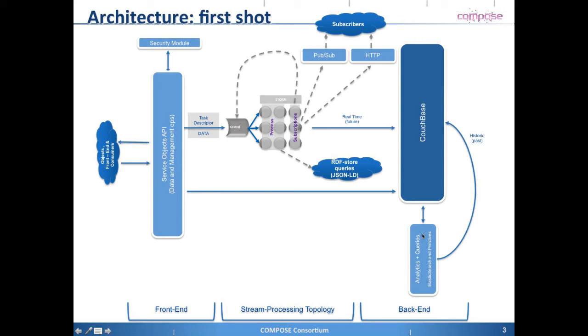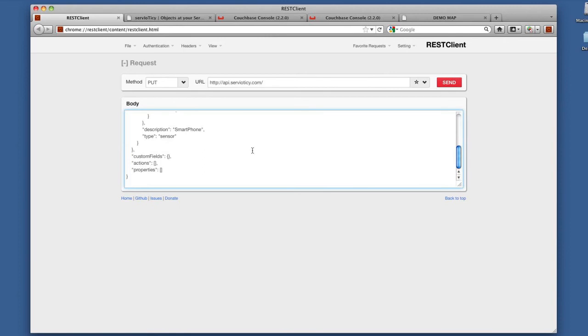We also have integration with Elasticsearch for providing analytics and queries. We will be leveraging Elasticsearch for doing geolocation. And we will also have integration in the future with work done in another work package in Compose that has to do with the semantic web, and we will have our RDFS store that will help us find different devices in the platform.